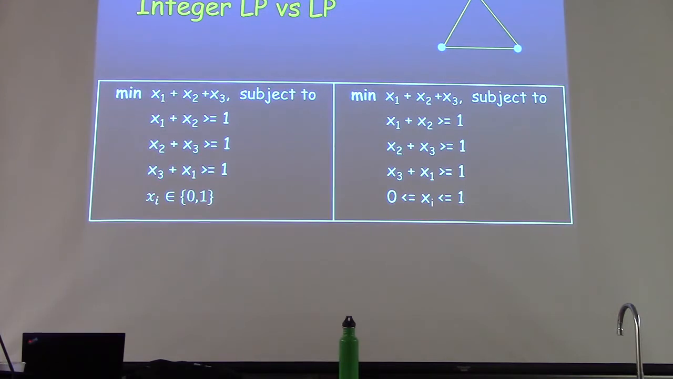Just for clarity, the original program that you have with 0-1 constraints, we'll call the integer linear program, the ILP. And the one where you replace these constraints, the relaxation, we'll call the relaxed LP. Note that the ILP cannot be solved efficiently. It is actually NP hard, because vertex cover is NP hard. And the LP can be solved efficiently.